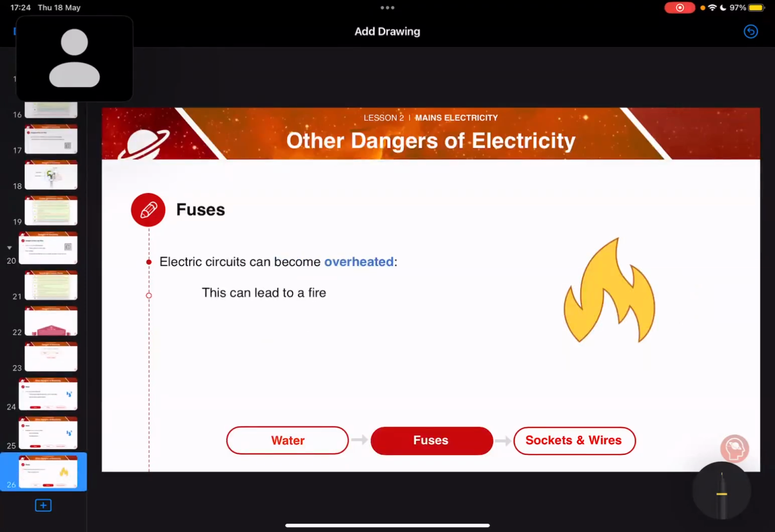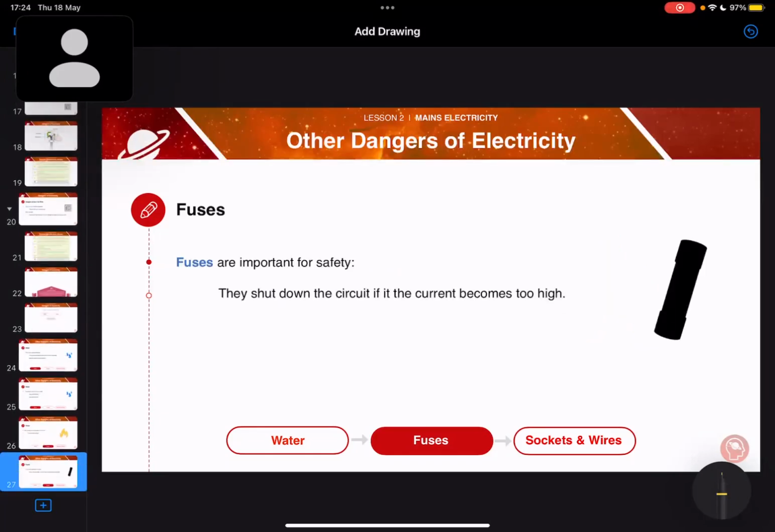Fuses then also something that we want to talk about. So when an electric circuit becomes overheated, it can lead to a fire. So if anything becomes overheated, it can lead to a fire. And that's why we have a fuse as a safety mechanism, because what the fuse does is that it shuts down the circuit if the current becomes too high. So it breaks the circuit. It melts usually, so it breaks the circuit by melting if the circuit reaches a certain temperature. If a circuit reaches a certain temperature, it means that it's overheating, and the wire will melt, break the circuit, and there will be no current or potential difference passing through that circuit.